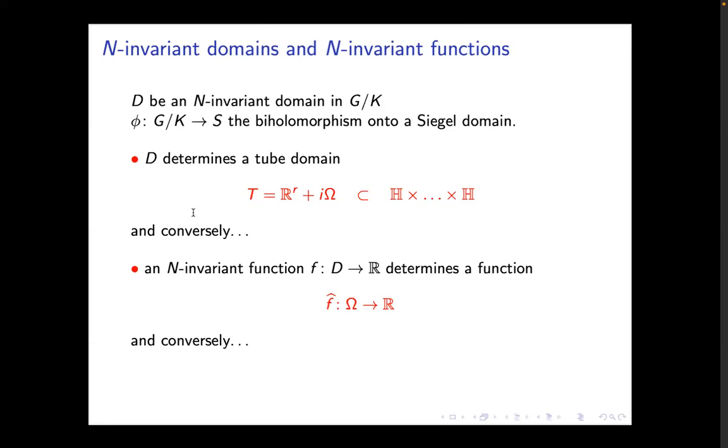So these two objects that we associate to an invariant domain in G mod K are actually the ones that best express the properties of D. And they appear in the statements of the generalized Bochner tube theorem in the case of standard tube domains.